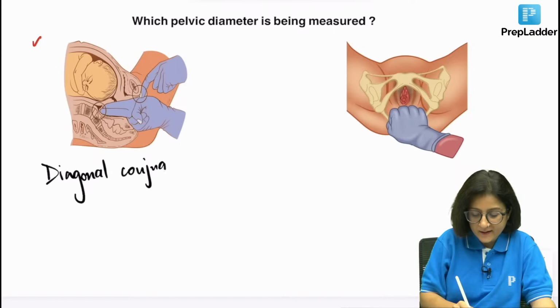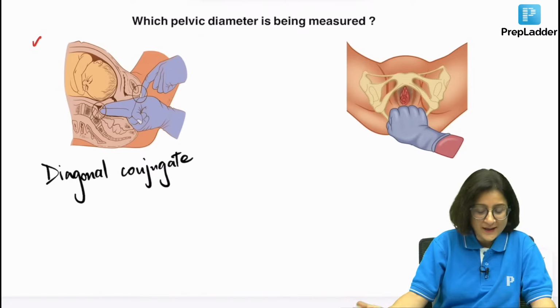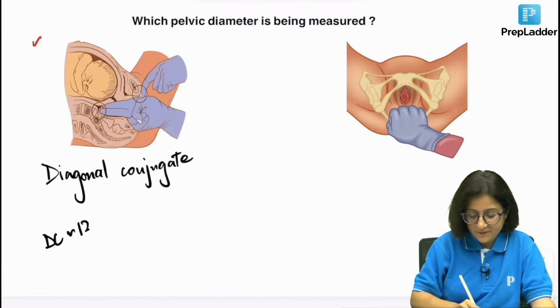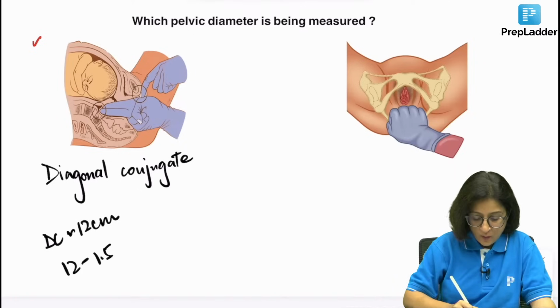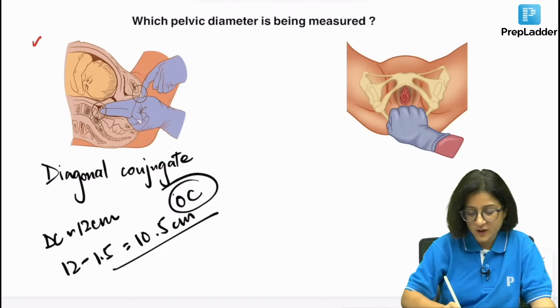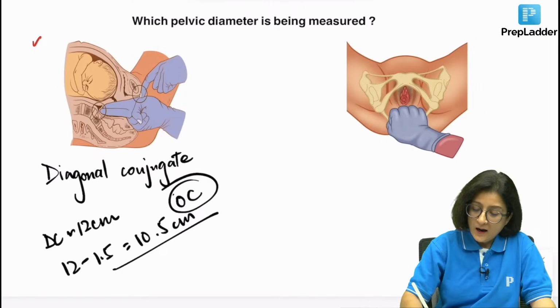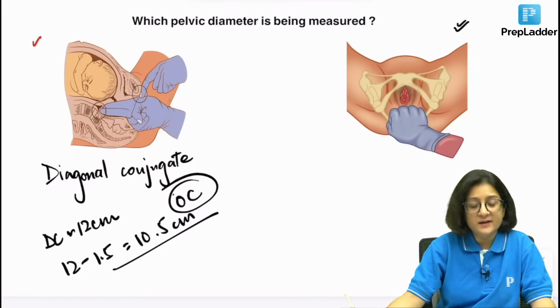That is the diagonal conjugate, right? So we get an idea about how much the diagonal conjugate measures. It is somewhere around 12 centimeters, and 12 minus 1.5 is roughly equal to around 10.5 centimeters, and that is the obstetric conjugate. Okay. Now, image on the right, which diameter is being measured here?